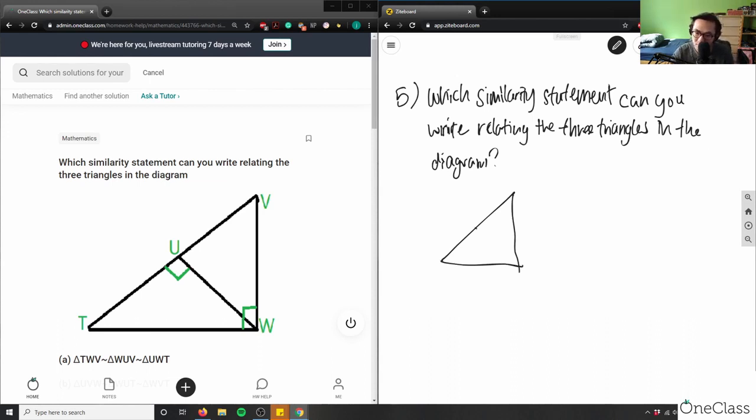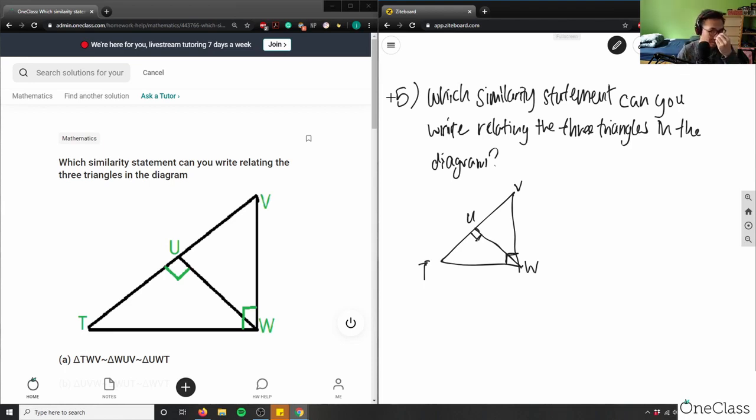Have something down the middle, right? Like so, and this here is a right angle. And then this is a V. This is a W. This here is also a right angle. This is a T. This is a U. Okay. So it says, what similarity statement can you write relating these triangles?